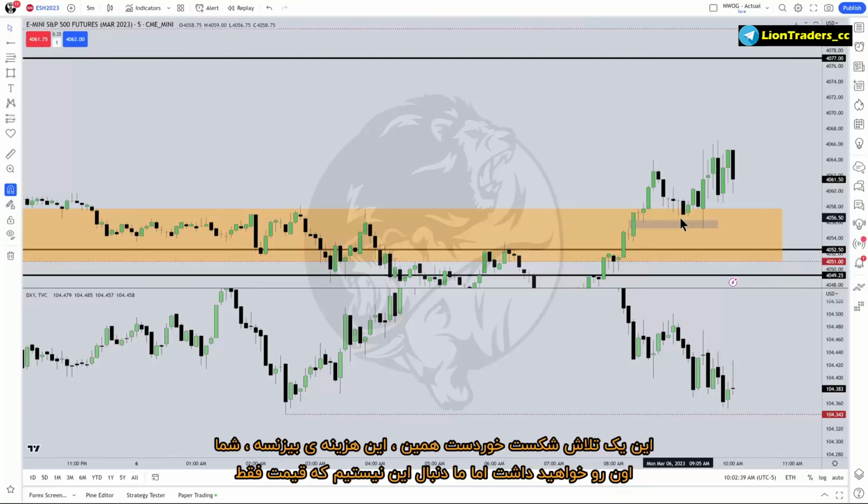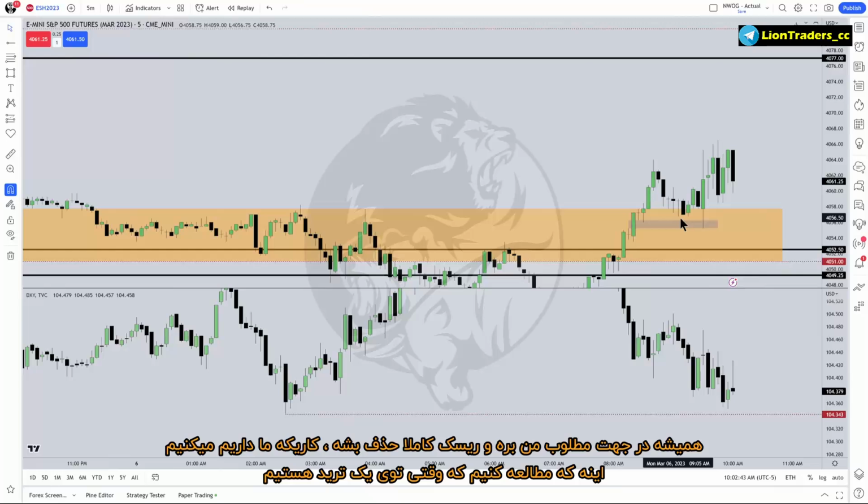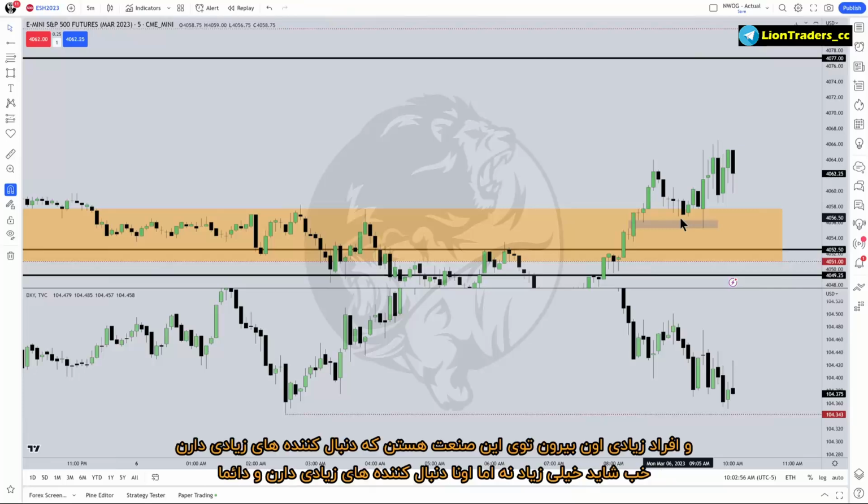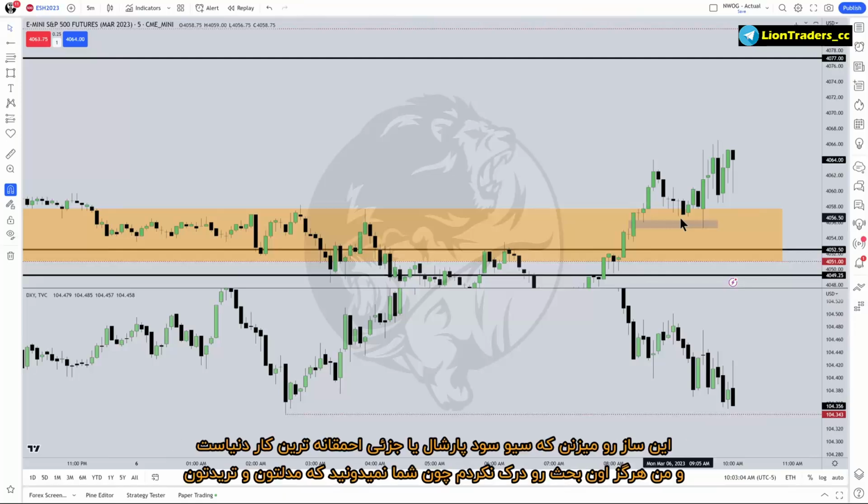But we're not looking for price simply to run in our favor and remove risk entirely. What we're doing is studying when we're in a trade. We're waiting to see price get to an opportunity for us to take something off. And there are so many people out there in this industry that have a pretty good following. I mean, not a lot, but a pretty good following. And they constantly harp on the fact that taking partials is the stupidest thing in the world.